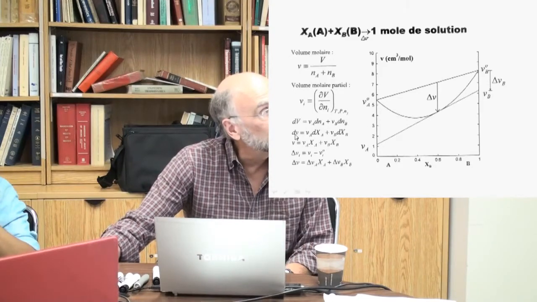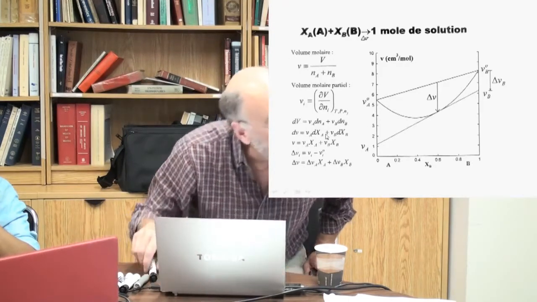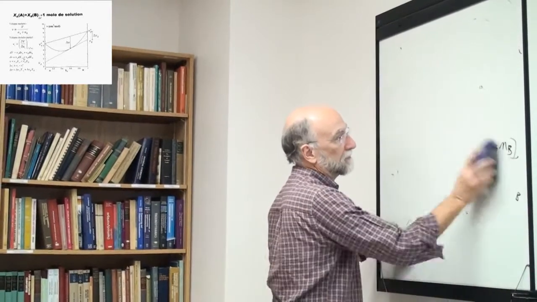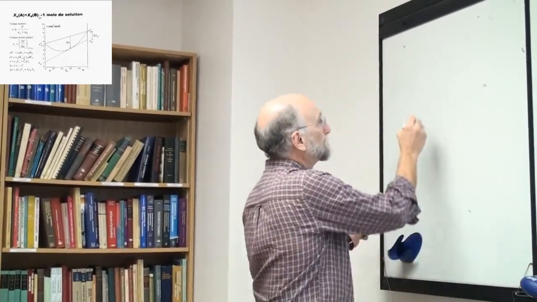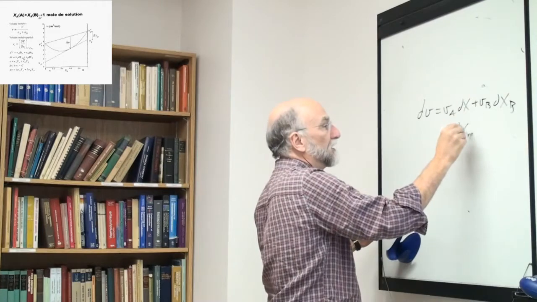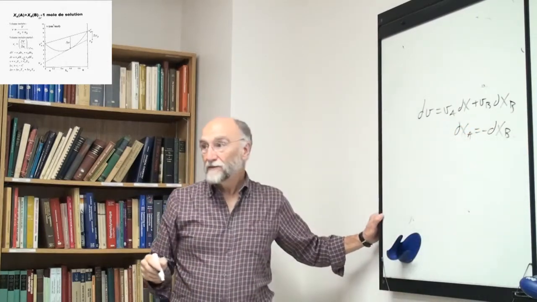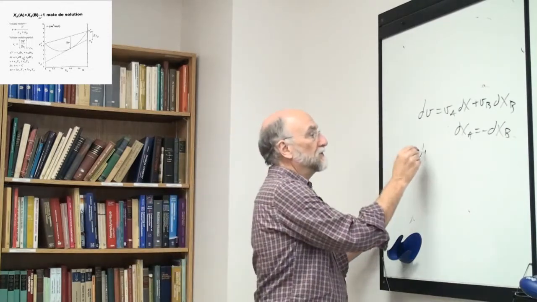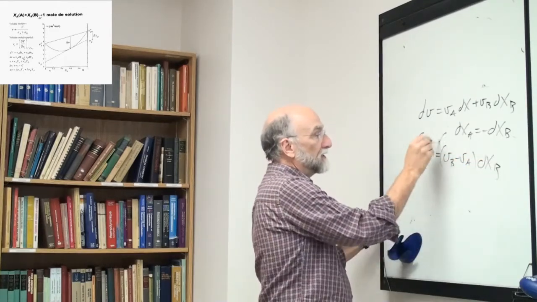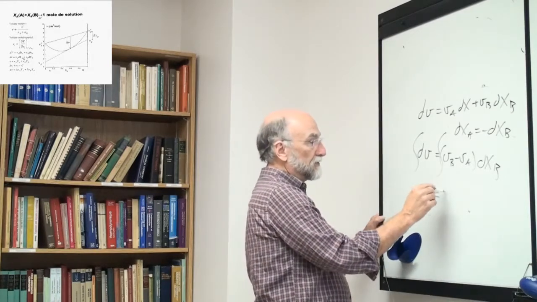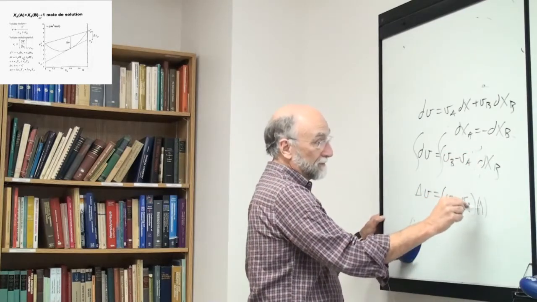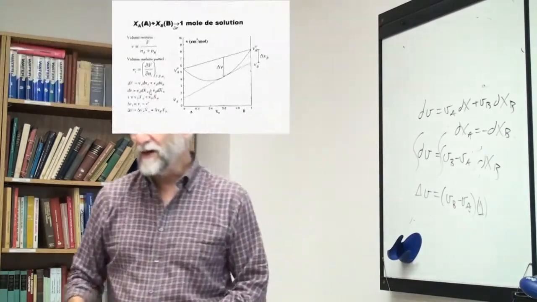Okay, now does it satisfy this equation? So dV is VA dXA plus VB dXB. Let me integrate that equation. dXA is equal to minus dXB, for sure. XA is 1 minus XB. So dV is equal to VB minus VA dXB. I integrate that both ways, and I get delta V equals VB minus VA times the integral of dXB, which is equal to 1. So delta V is equal to VB minus VA.